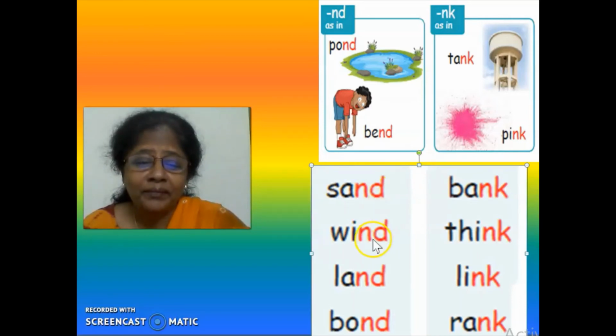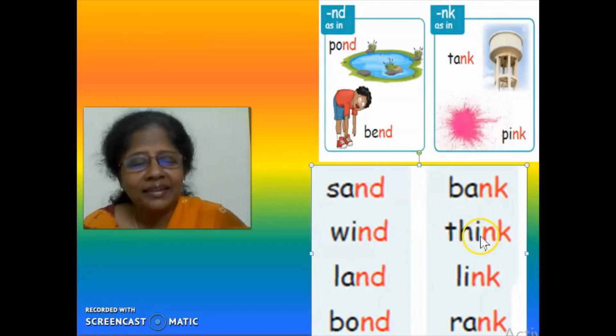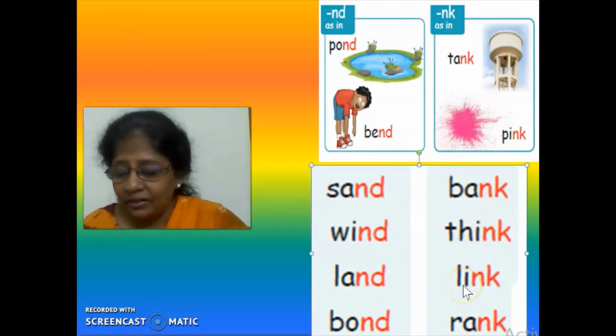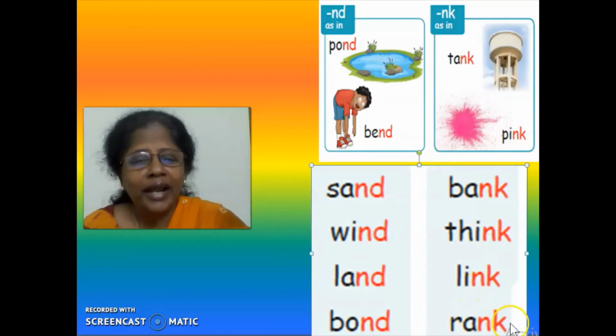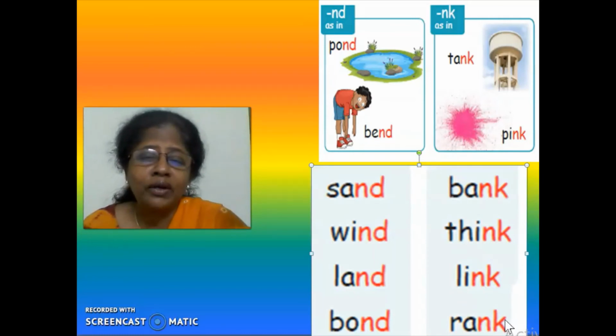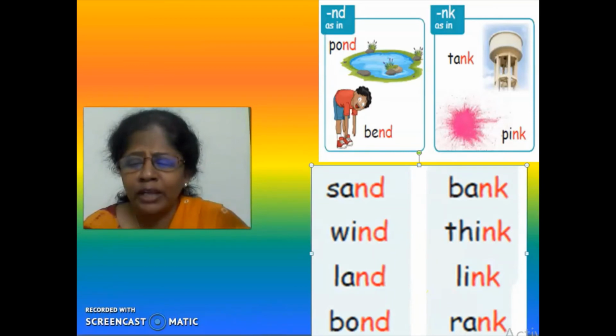Sand, wind, land, born. Bank, think, link, rank. This is all about reading, so don't be writing these words. Take a book every time and keep reading as many times as you can.